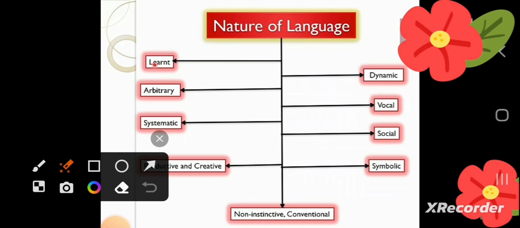Next, vocal. In most languages, communication is primarily through spoken sounds, though there are also written and sign forms of language. Next, social. Language is inherently a social tool used for communication and interaction within a community. It plays a key role in forming and maintaining social relationships. Symbolic. Language uses symbols, words, and sounds to represent ideas, concepts, and objects. These symbols are understood and agreed upon by users of the language.